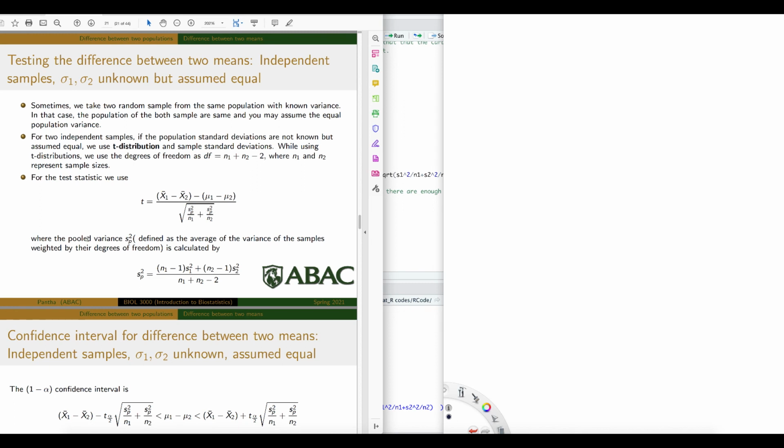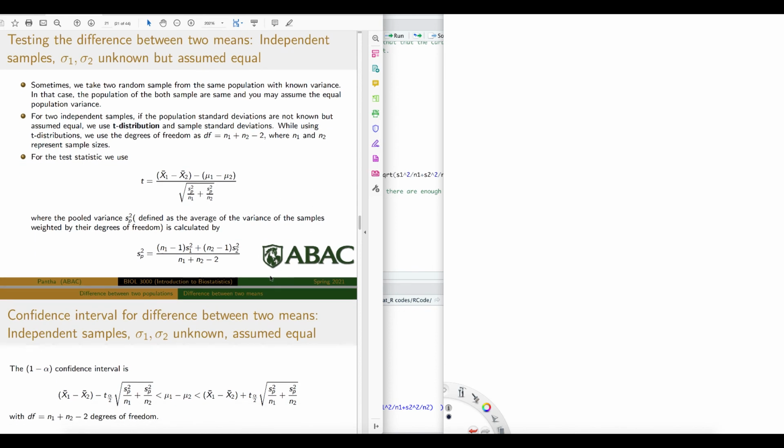The pooled variance sp square is defined as the average of the variances of the samples weighted by degrees of freedom. This is the formula to find the pooled variance. Okay guys, so we find the pooled variance and we use it to find the test statistic. All the steps to do by hand are exactly the same.